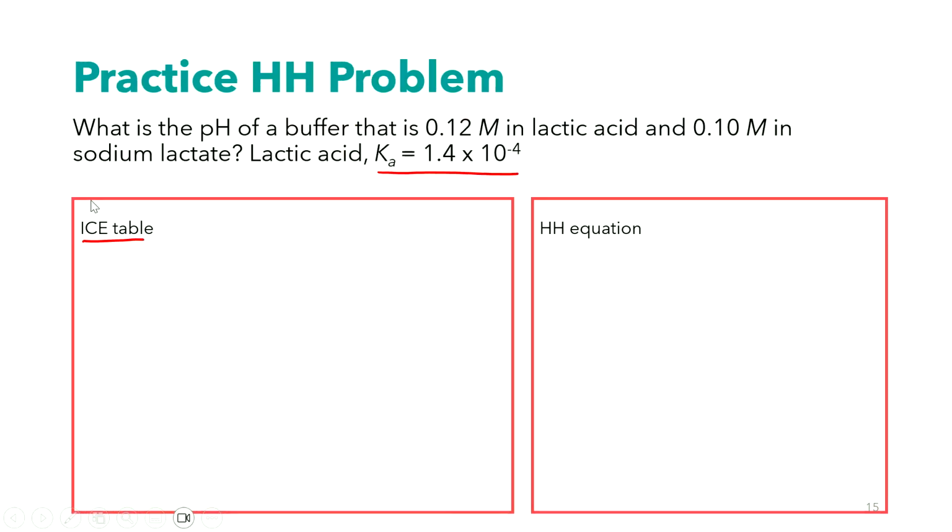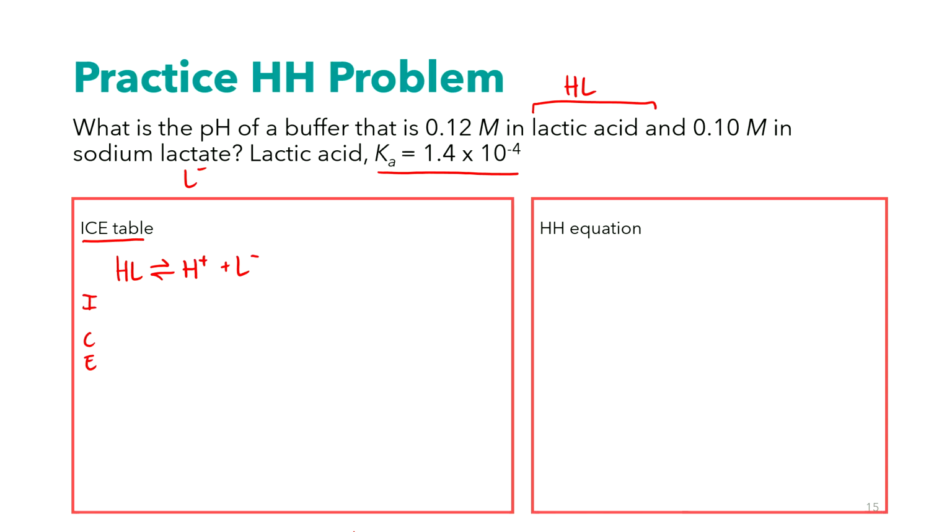All right, so let's see it in action. We're going to start with our ICE table. I'm going to call this HL, and I'm going to call this L minus, just because who wants to write out full names? We're doing this our standard ICE table style, all right?